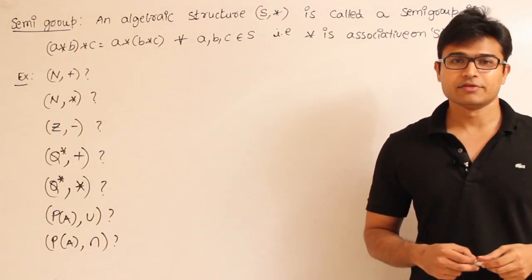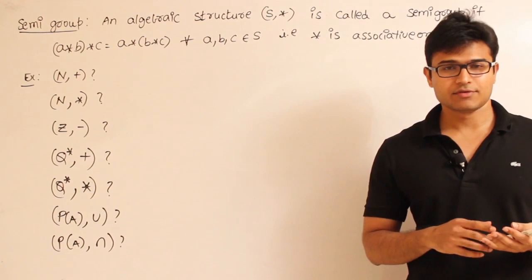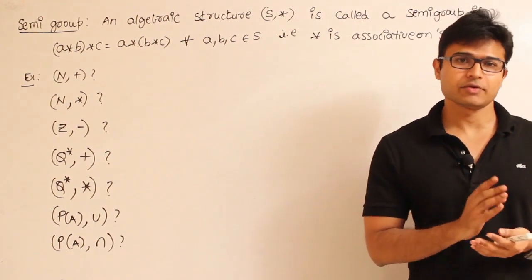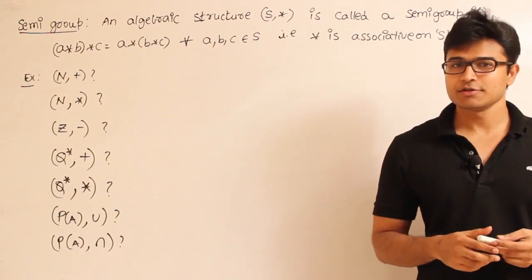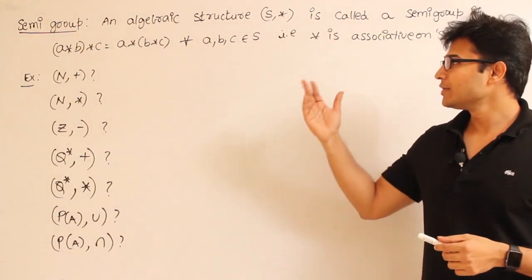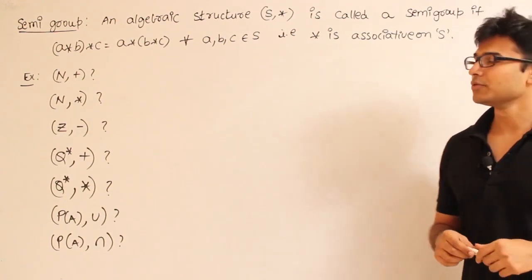Let's now extend the definition of algebraic structure. If you already know that a set with respect to an operation is an algebraic structure, and if that operator on that particular set is also going to be associative, then it is called a semigroup, right? So with examples I'll explain what I mean.